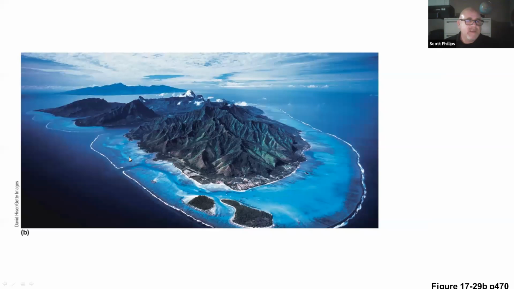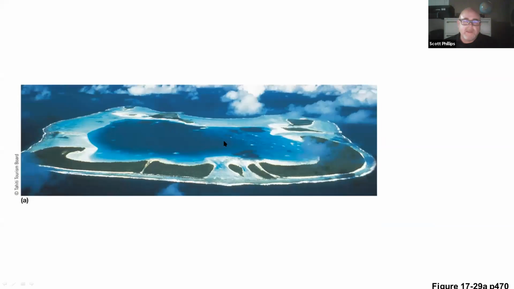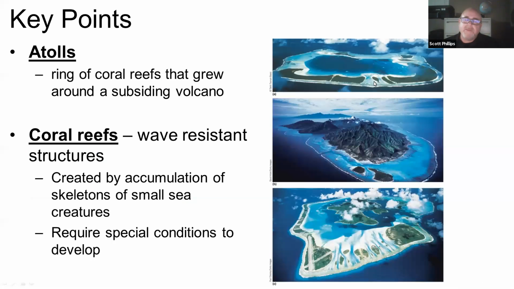Here's a little bit of pictures. This is an island with a reef around it, a good healthy volcanic island in the middle. Here's an example where you have the reef, but not so much volcanic island, and then eventually this is what an atoll looks like. There had been a volcanic island here, but it eroded away, leaving behind just the coral reef, which is called an atoll. So these are rings of coral reef that grew around a subsiding volcano. That's what they're associated with.